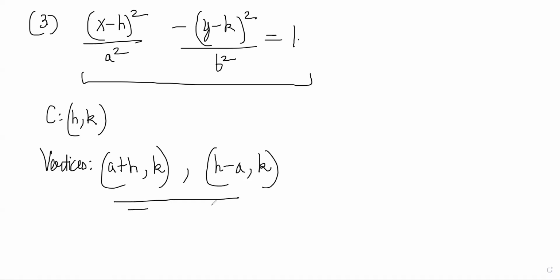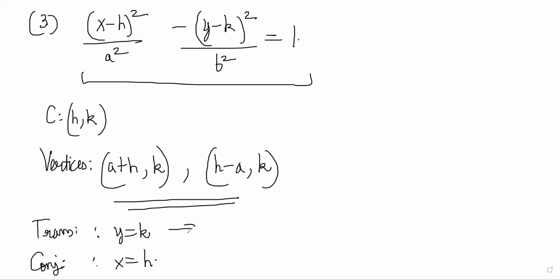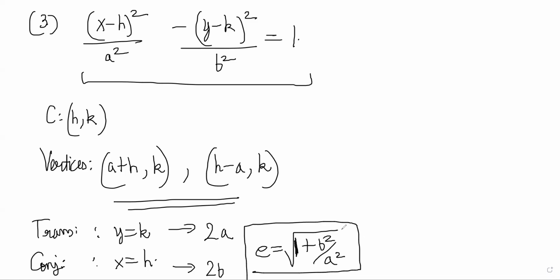These are the vertices. They are on the y is equal to k line, and they will be (h plus a, k) and (h minus a, k), right? Now, the transverse axis is the line y is equal to k. The conjugate axis is the line x is equal to h, right? The length of the transverse axis is still 2a and the length of the conjugate axis is still 2b. So the eccentricity is still root over 1 plus b square by a square. Eccentricity is still the same.